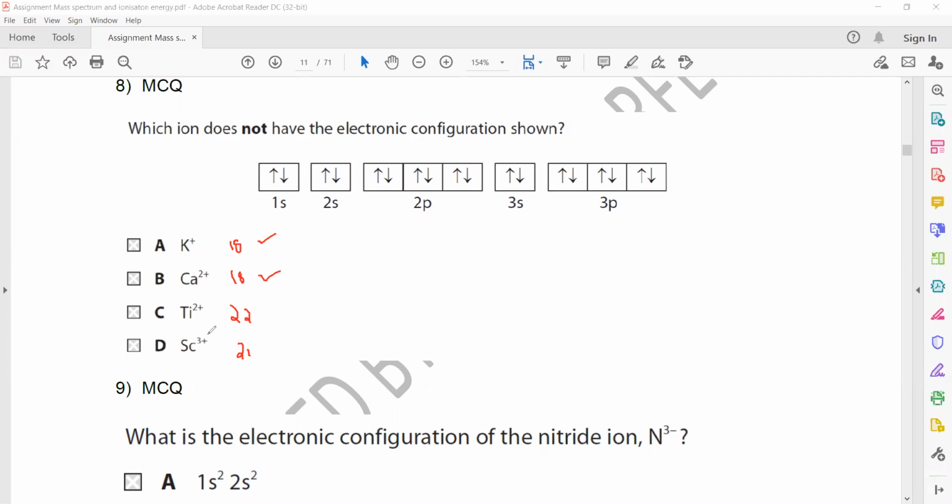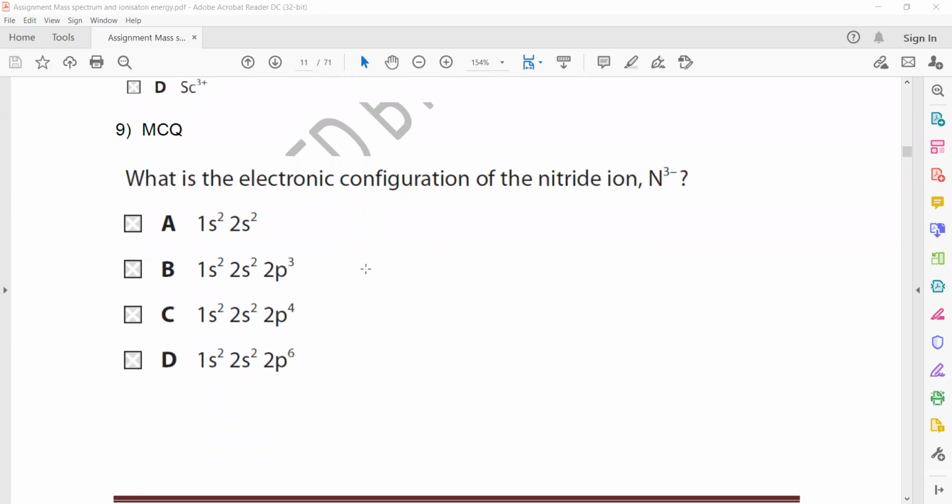And when scandium loses electrons, titanium atomic number is 22. But when it loses electrons, it will not be 22, it will be 20 here. And 21 minus 3, so it will be 18. So this is not for titanium because titanium has 20 electrons, so there should be 20 electrons in the figure, but we have only 18 electrons. As the question is, which ion does not have the electronic configuration shown?